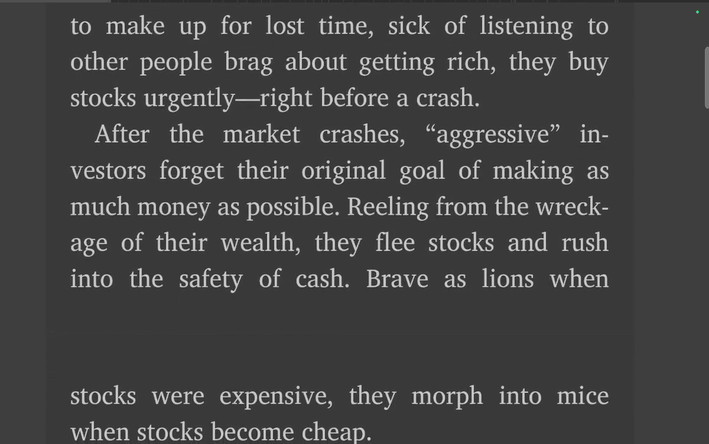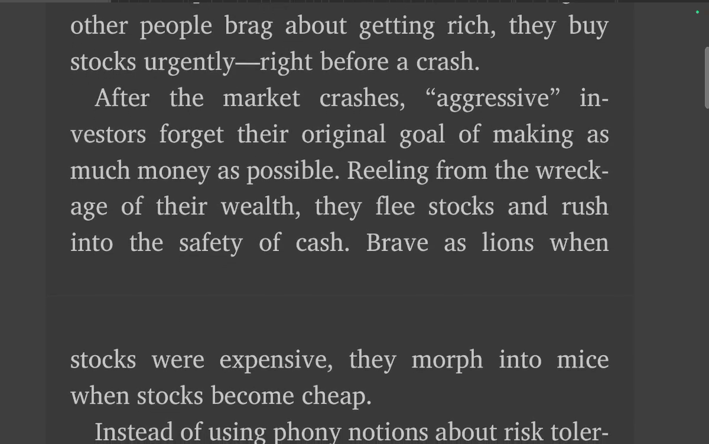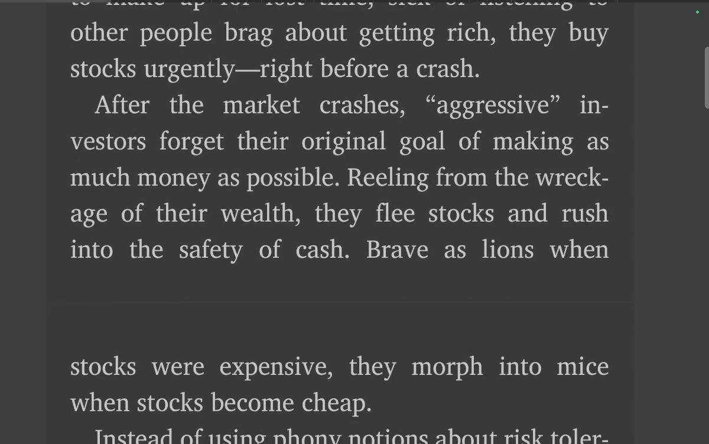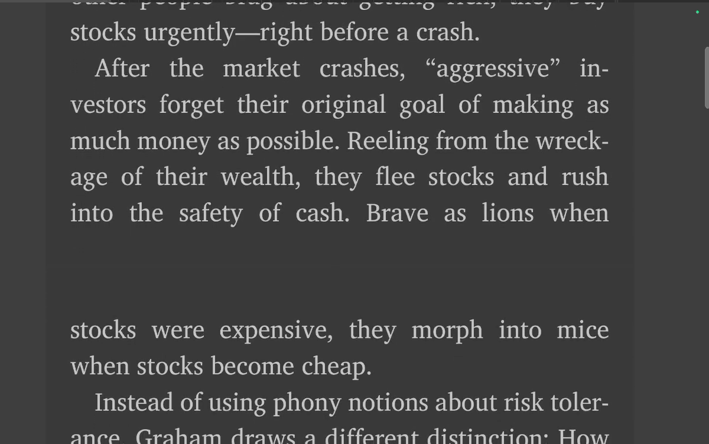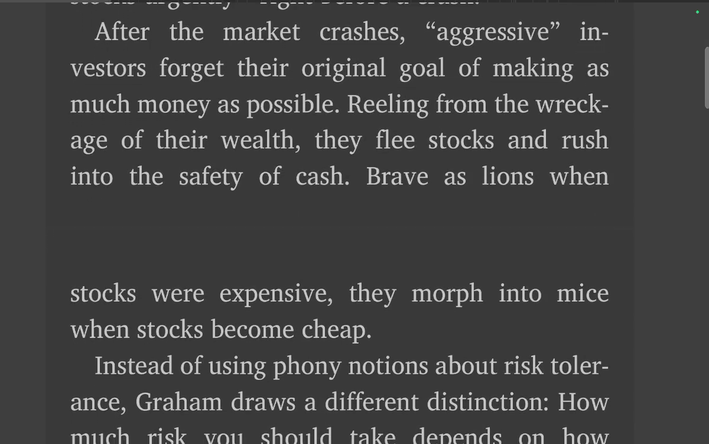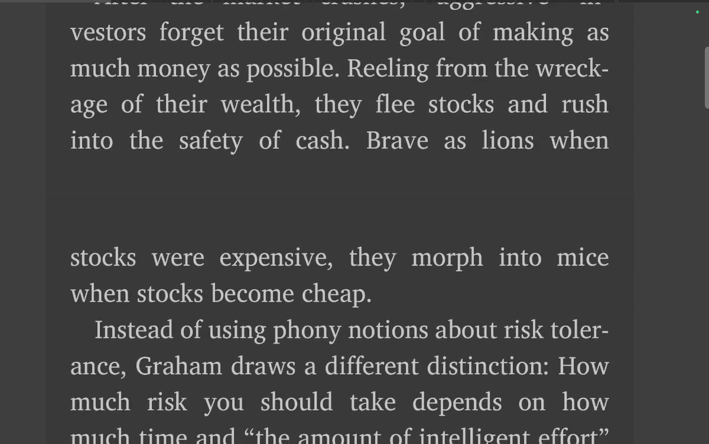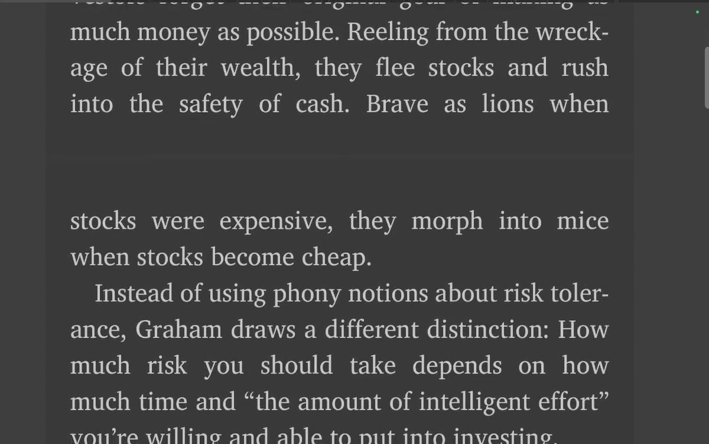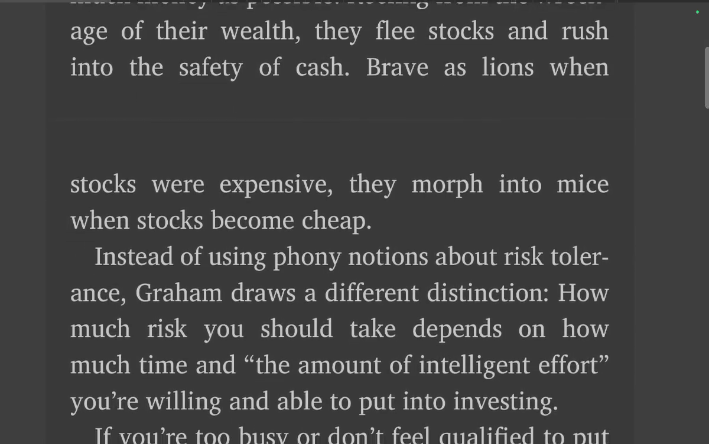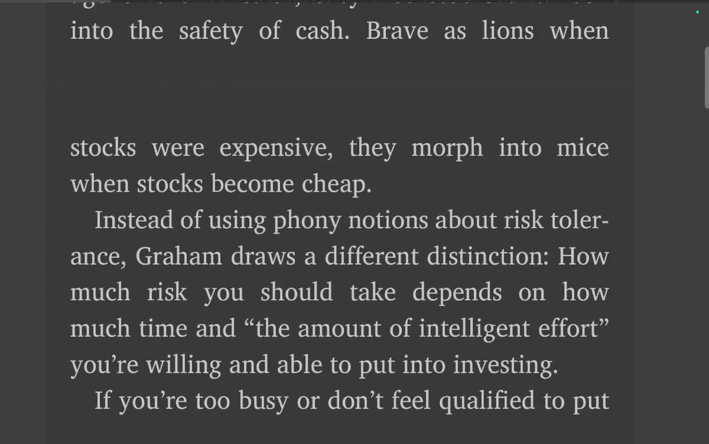After a market crashes, aggressive investors forget their original goals of making as much money as possible. Reeling from the wreckage of their wealth, they flee stocks and rush into the safety of cash. Brave as a lion when stocks were expensive, they morph into mice when stocks become cheap.